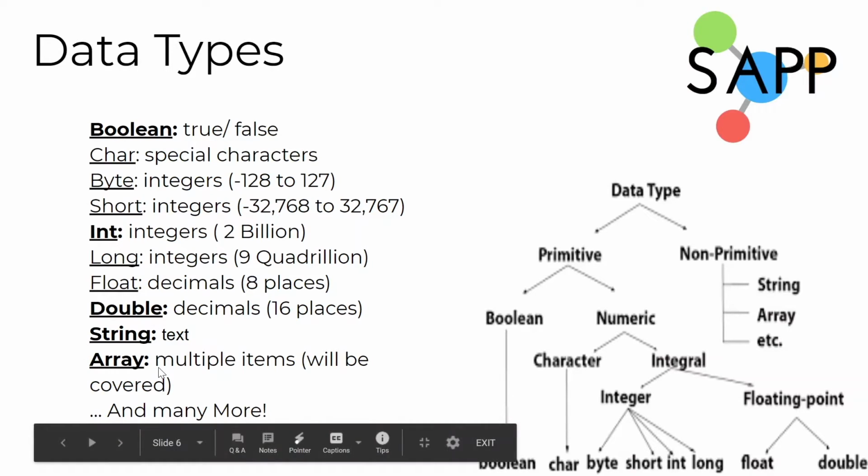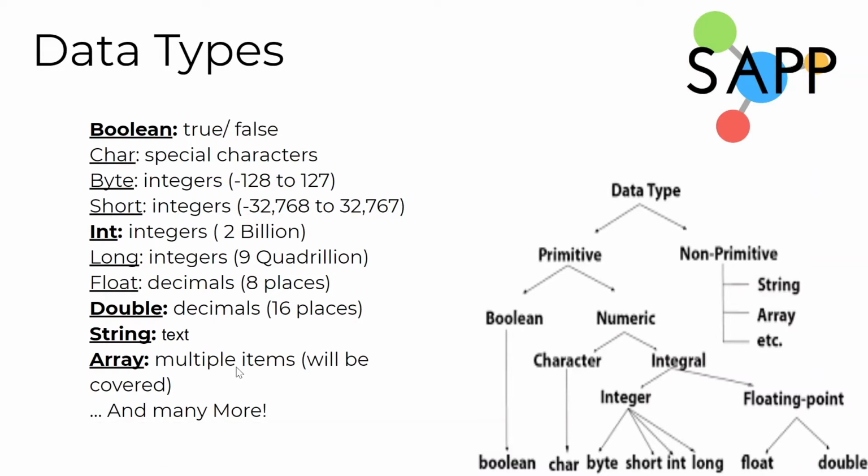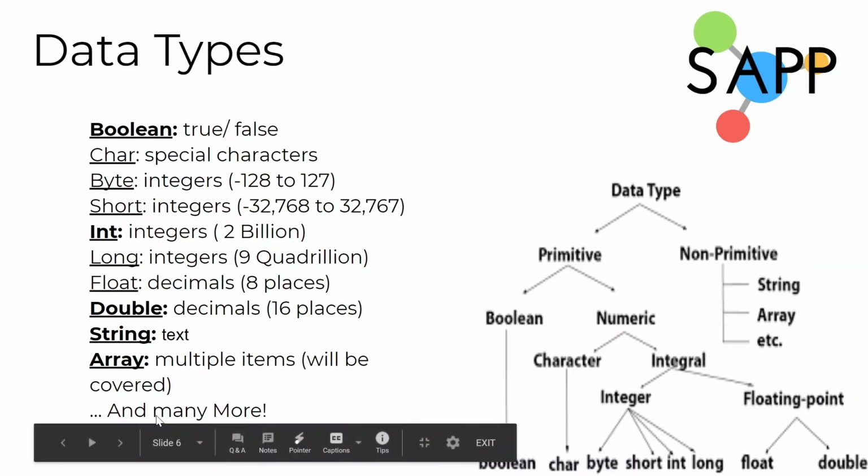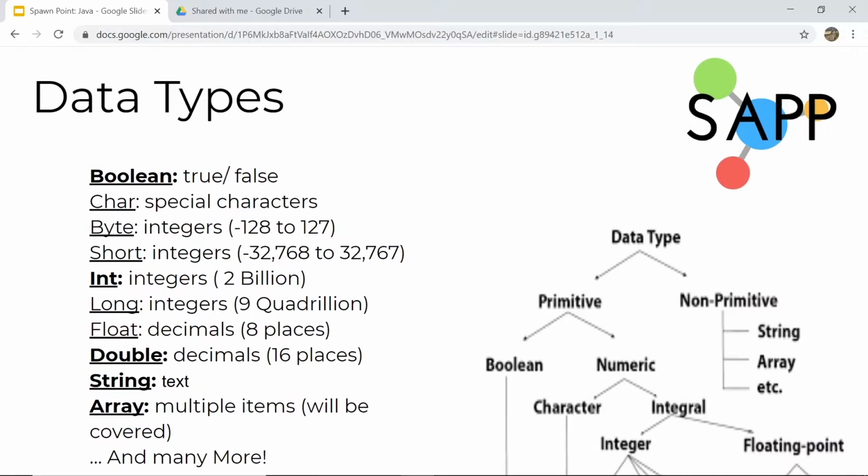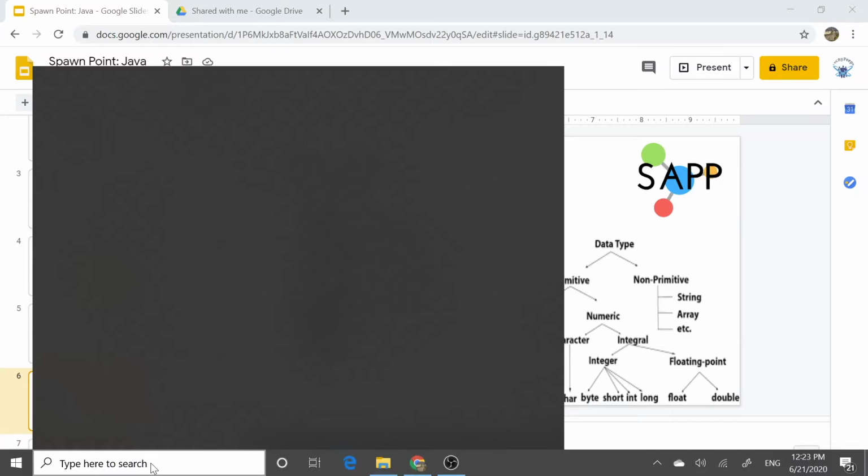And array is a group of multiple items, and this topic will be covered because array does play a pretty important role in Java coding. And of course we have many more, such as array lists and hash maps, but we'll learn more about them at a later time. So now let me open up an Eclipse.